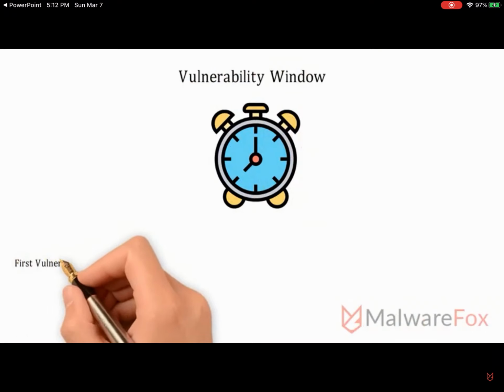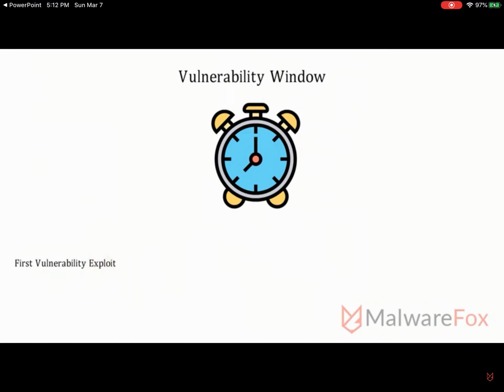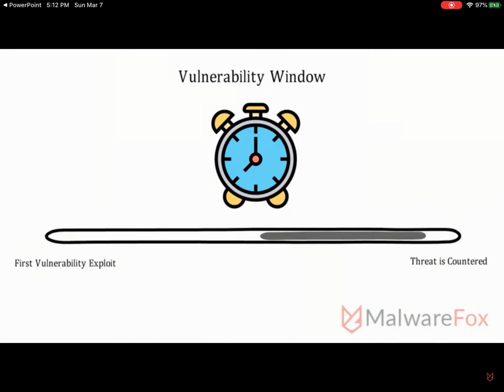Zero-day attacks occur within a specific time frame, known as a vulnerability window. This is the time beginning from the first vulnerability exploit to the point at which a threat is countered. Zero-day attacks are strategically implemented to cause maximum damage within a short span of time.